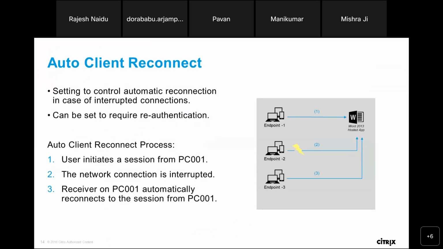Next, auto client reconnect. It is a similar kind of feature to session reliability. The setting controls automatic reconnection in case of interrupted connections, and can be set to require re-authentication. Normally, when reconnecting after a disconnection, it asks for the username and password, but here it will not. If the user is connected from PC001 and there is a network problem, whenever the network is available the Receiver automatically reconnects the session. Sometimes the network keeps disconnecting and reconnecting.